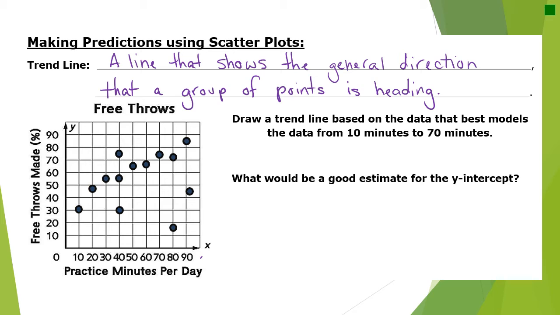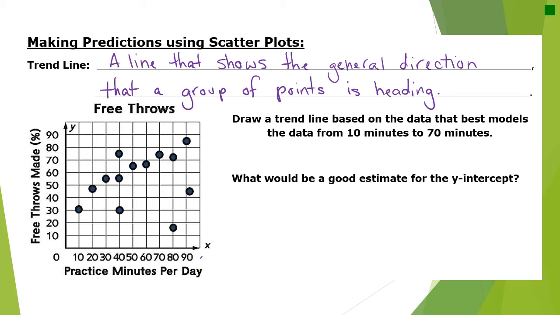So if we're looking at free throws, the percent of free throws made versus the minutes practiced, I want my trend line to be drawn somewhere where I have about the same number above and below. I probably draw it kind of going through like that. That way I have 1, 2, 3, 4, 5 below, 1, 2, 3, 4, 5 above, and kind of 3 right on the line. So that looks pretty fair to me for where the line should be. So that's my trend line.